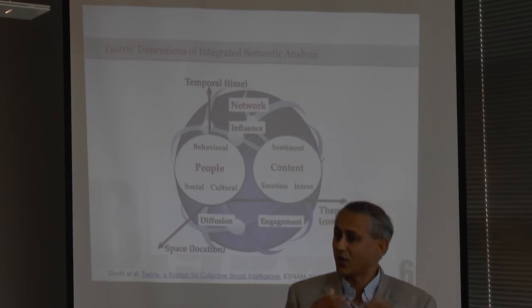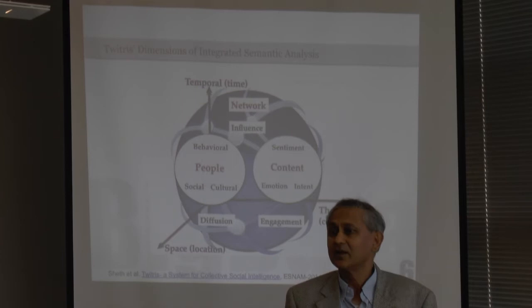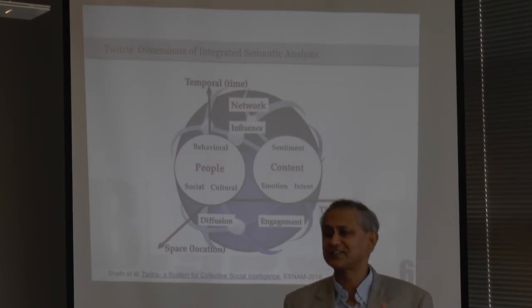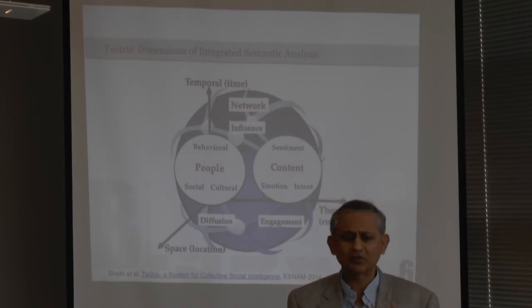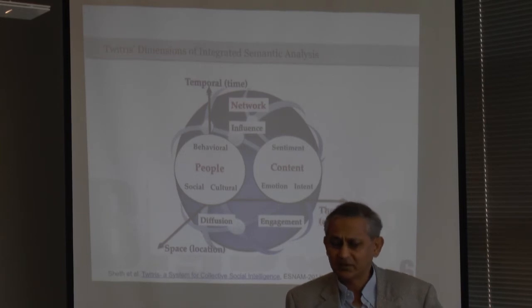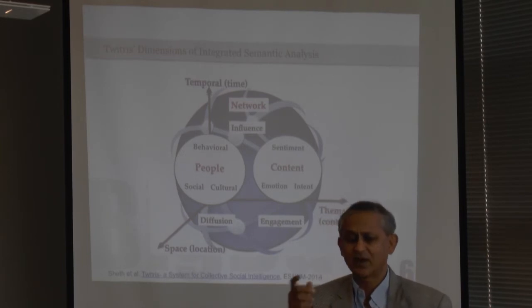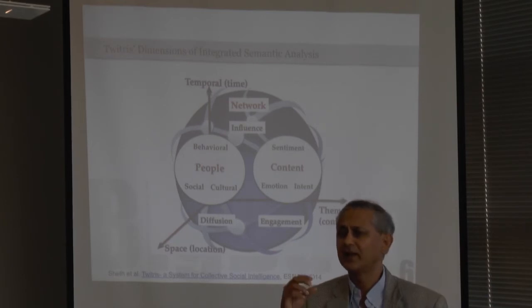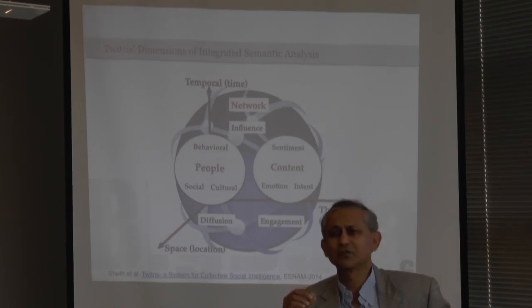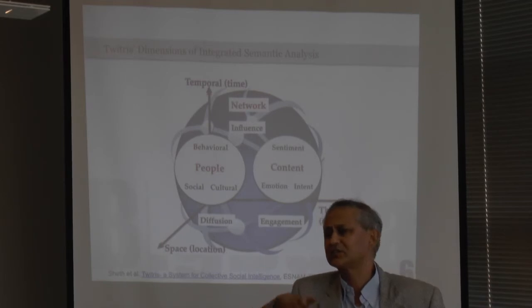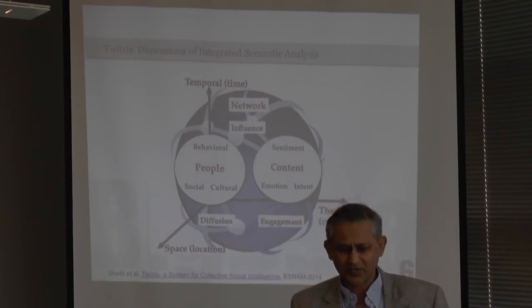Who is interested in what kind of information, right? Does news travel faster than some other type of content? All these kinds of questions you may want to ask. And some of them require network, others require a combination of people, content, and network, right? How does the information flow about a very local event versus a global event? There are two questions I can ask.